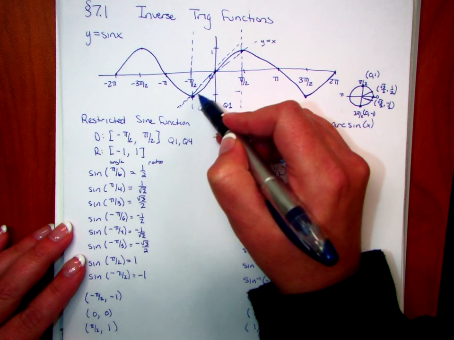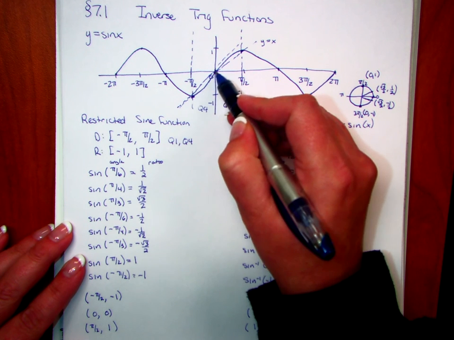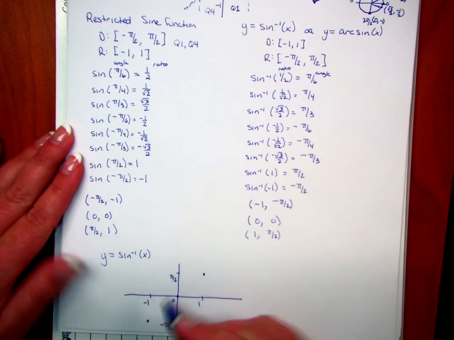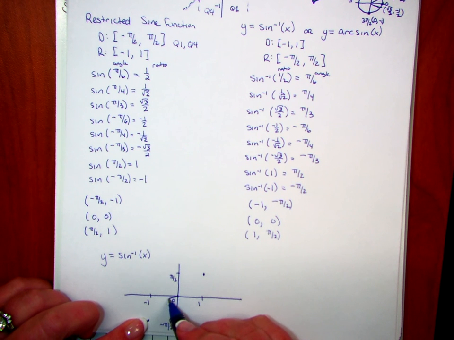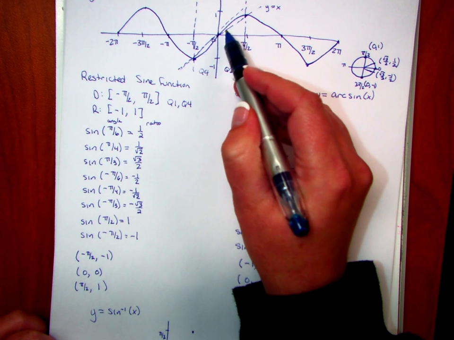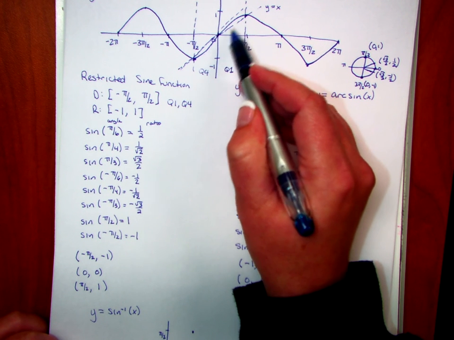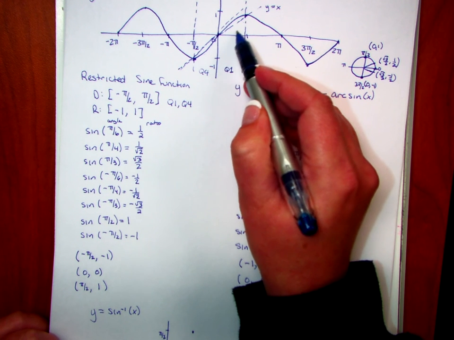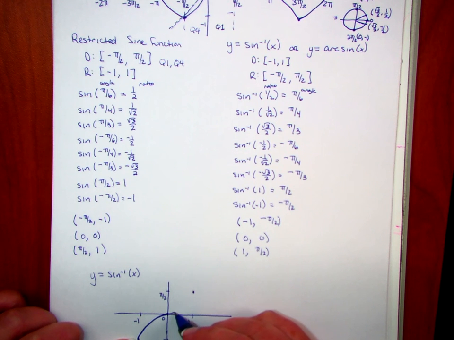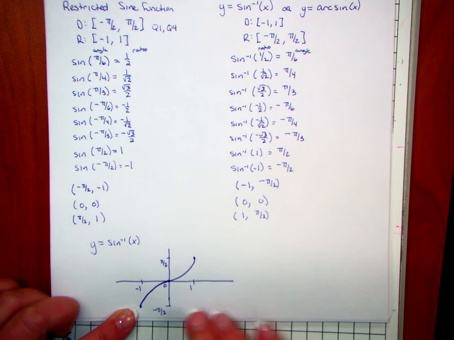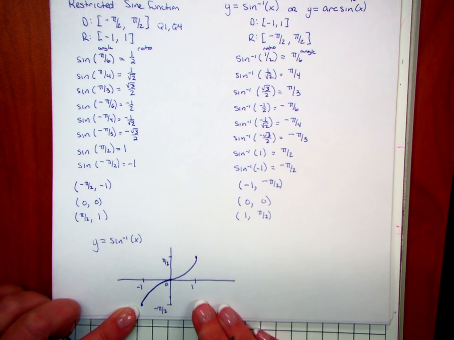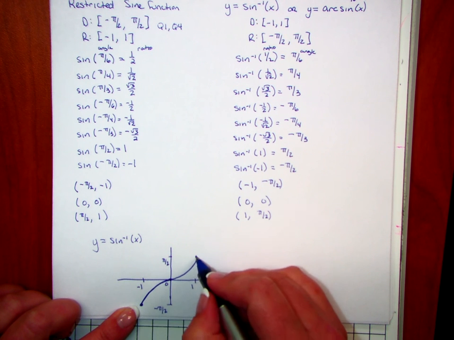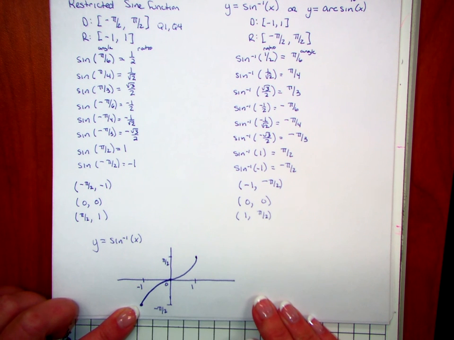If I were to reflect this portion, from 0 to negative 1, it's going to be curving down like so. And then from 0 to pi over 2, if I were to reflect this part of the graph over y equals x, it's going to be curving up. This graph is sine inverse. It is a finite graph. It has a beginning and an end. It doesn't go off to infinity in either direction. Okay, sine and sine inverse.